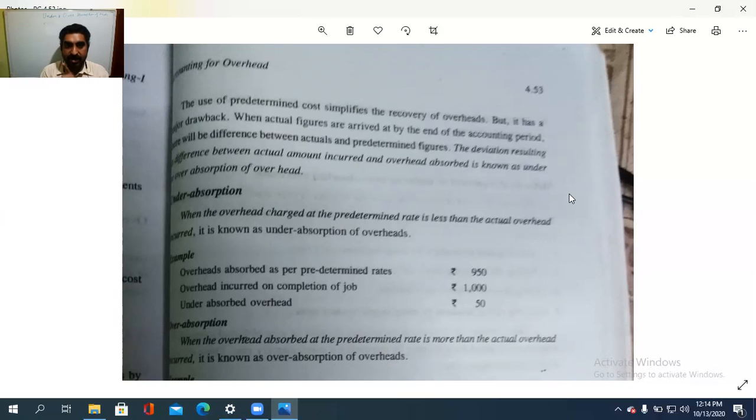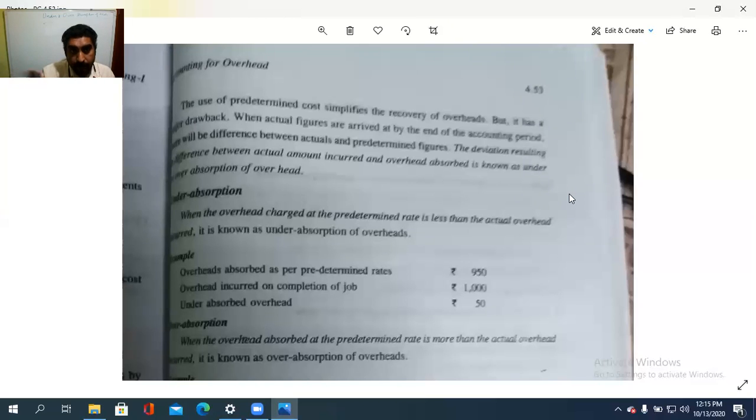So what is this? When the overhead charged at the predetermined rate is less than the actual overhead, that is under absorption. For example, overhead absorbed as per predetermined rates is 950 and incurred on completion of the job is 1000. So 50 under absorbed overhead. അതാണ് 950 ആണ് predetermined rate വെച്ച് അതിന് കൊടുത്തിരുന്നത്. എന്നാൽ ആക്ച്വലി ഉണ്ടായ എക്സ്പെൻസസ് എത്രയാണ്? 1000 ആണ്. അപ്പൊ എത്രയായി? 50 അണ്ടർ അബ്സോർബ്, കുറച്ച് അബ്സോർബ് ചെയ്തിരിക്കുന്നു.